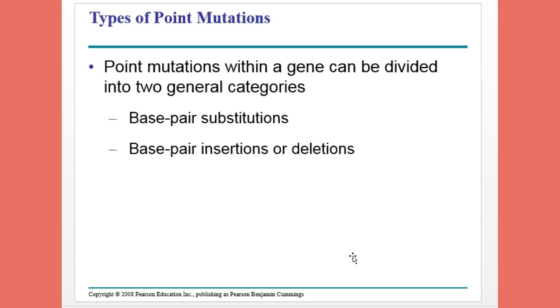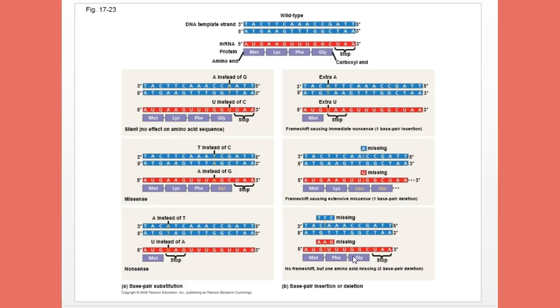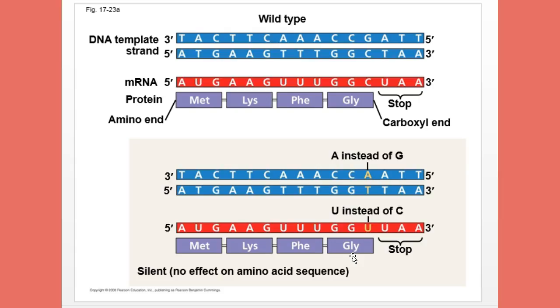Okay, you have types of point mutations. Within a gene, they can be divided into two general categories. There are base pair substitutions and base pair insertions or deletions. This figure, if you'd like to see it larger, is on page 345. Let's examine it up closer here. This first strand is showing you your template strand for your wild type and what is usually produced.